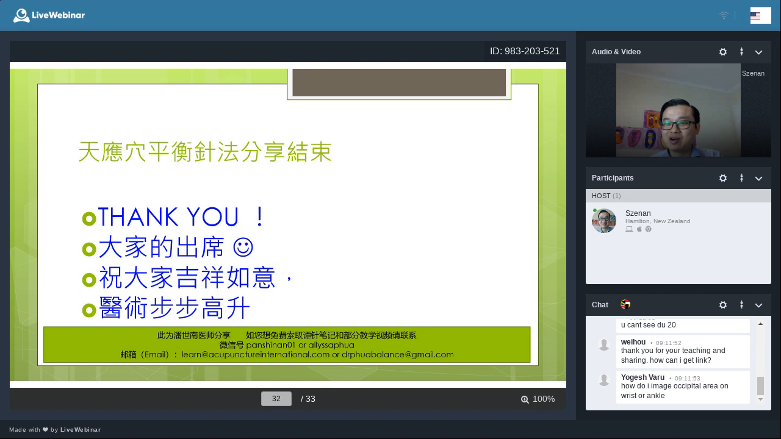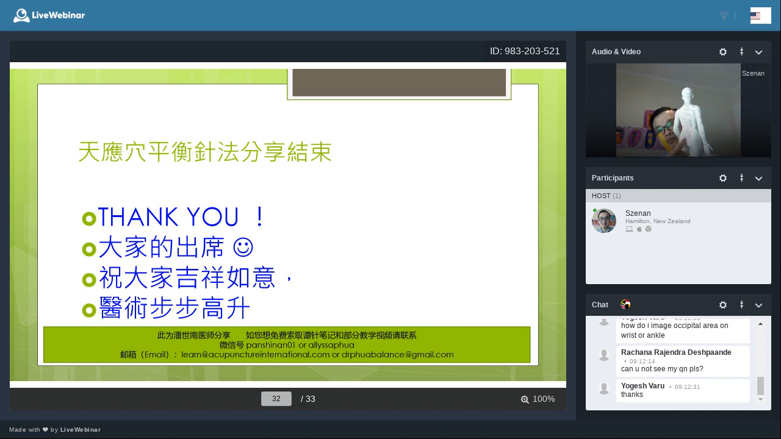But it's so painful over here. How do I image the occipital area? On the wrist and ankle. Good question. Very good question. Occipital. I did the Chinese webinar, same topic, last night, and one of the acupuncturists asked me about occipital as well. Now, occipital is what meridian? The Du meridian, right? And you want to needle here. It's very difficult and awkward, right? So where do you needle? Simple.